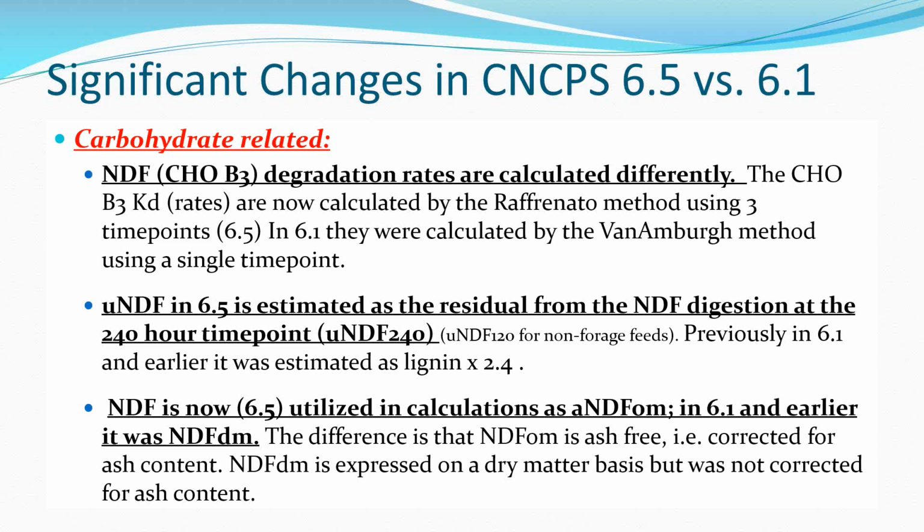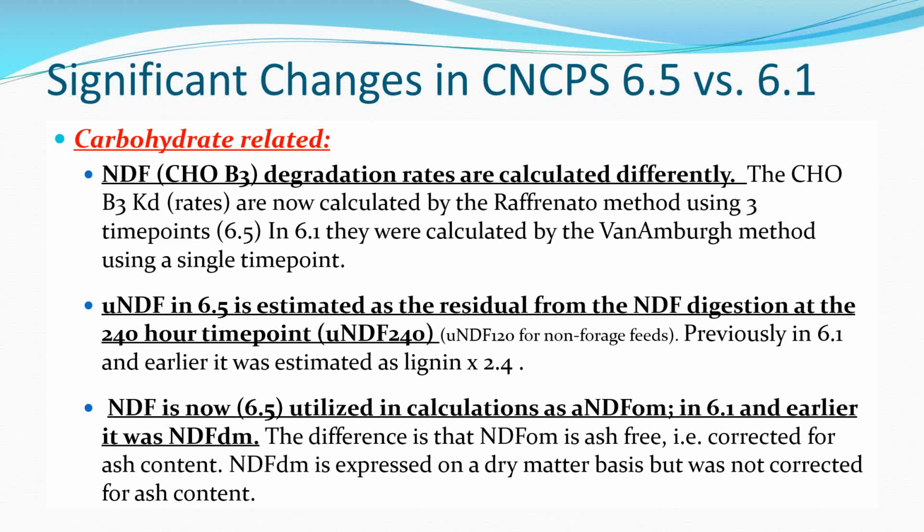This replaces a system that's been in use since the beginning of the CNCPS model, which estimated the undigestible NDF as the value of lignin times 2.4. This new change to the estimation of the undigestible NDF is an improvement in the digestibility assessment of feeds and has improved the calculation of energy values significantly.